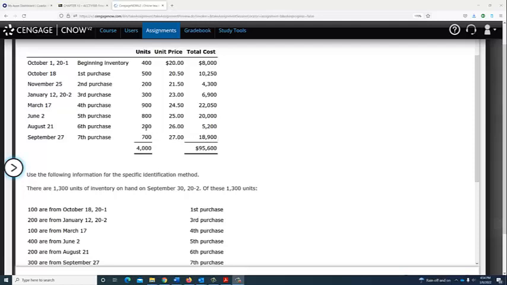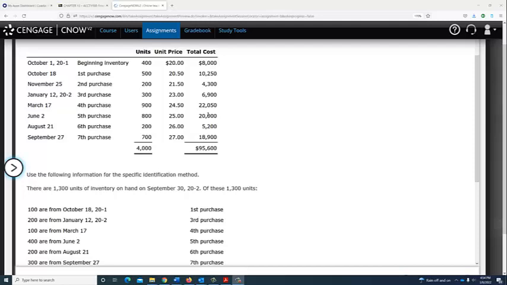200 was the next purchase at 26 for 5,200. So that gives me 900 units. Now I need 400 more units from this June 2nd purchase. So 400, 200, and 700 are 1,300 units. So 400 times 25 is $10,000.